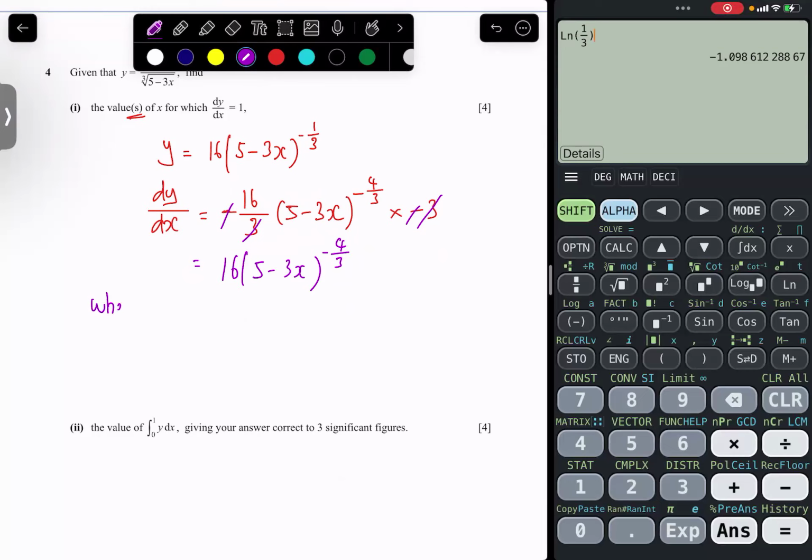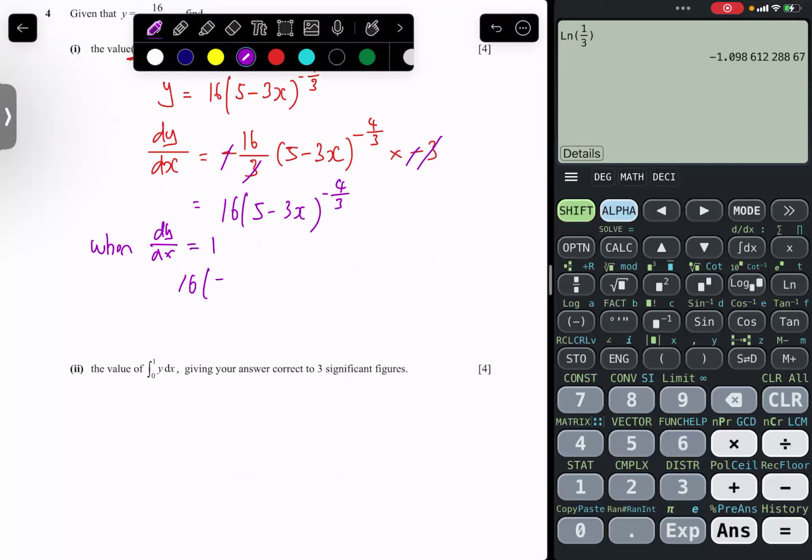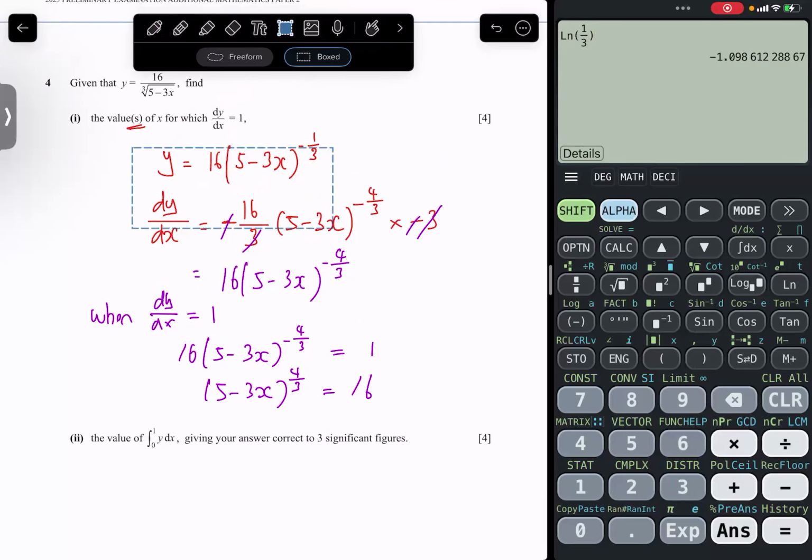So when dy/dx equals 1, we'll have 16 (5 minus 3x) to the power of -4 over 3 equals 1. So cross multiply over, right? (5 minus 3x) to the power of 4 over 3 equals 16. Sorry, let me shrink this down.